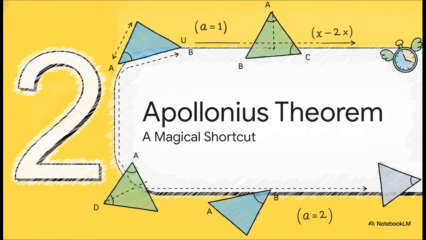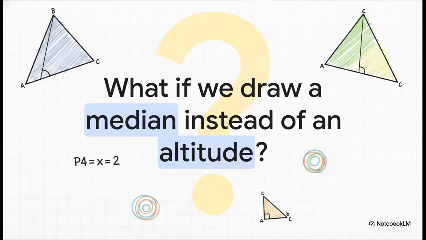Section 2. The Apollonius theorem, a magical shortcut. We are going to take the 2 formulas we just learned and combine them into a truly magical shortcut. But before I show you the formula, think about this carefully. What happens if we draw a median instead of just an altitude? Remember, an altitude simply drops straight down at 90 degrees, but a median goes directly from the vertex and hits the exact midpoint of the opposite side, cutting the base into 2 perfectly equal halves. How does that midpoint change our geometry?